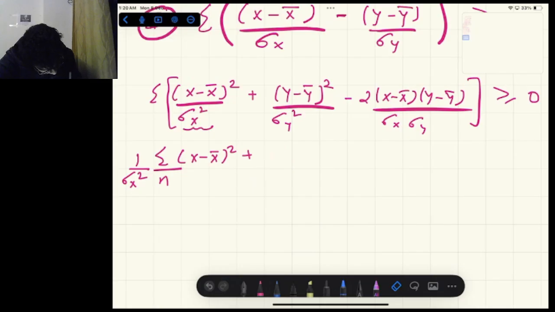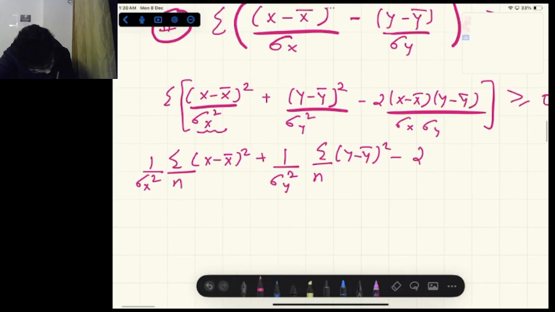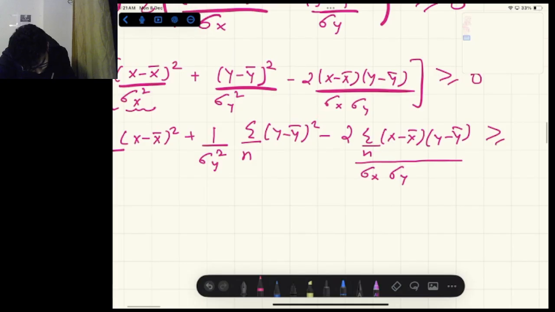We erase this, plus 1 upon sigma y square sigma by n y minus y bar whole square minus 2 times sigma by n, and if I just take the n to the numerator and divide, I can write this as sigma n x minus x bar y minus y bar divided by sigma x sigma y, and this should be greater than or equal to 0.